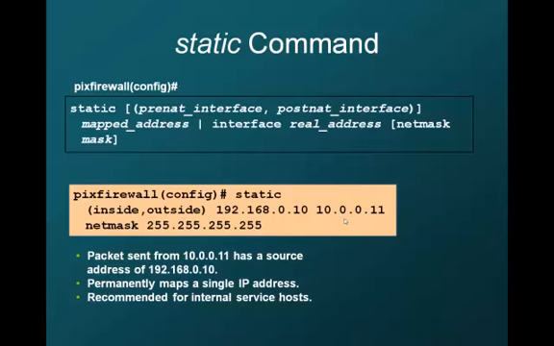Here's another example of that static NAT statement. And again, notice static, inside, outside, outside, inside. And notice there's one other piece you have to put, a net mask. And that net mask is usually going to be 255.255.255.255.